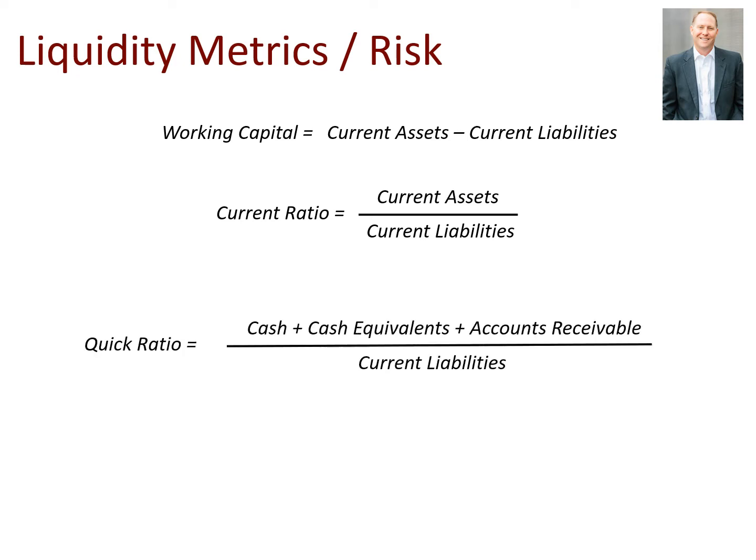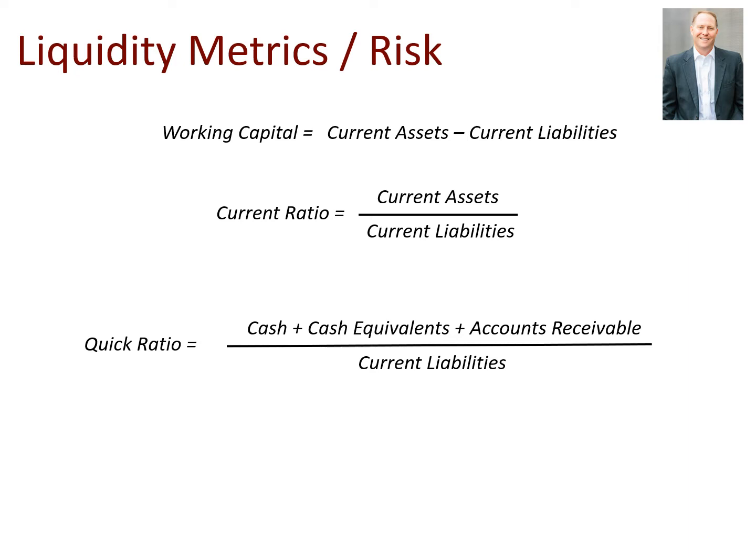Another ratio to consider is the quick ratio. The quick ratio, at least how it's presented here, is cash plus cash equivalents plus accounts receivable divided by current liabilities. The main difference between the quick ratio and the current ratio is that we're not taking into consideration inventory to meet our short-term obligations. So in other words, we're looking at the things that could actually generate cash in a quicker manner. Typically, inventory takes a little bit more time to sell and to collect.